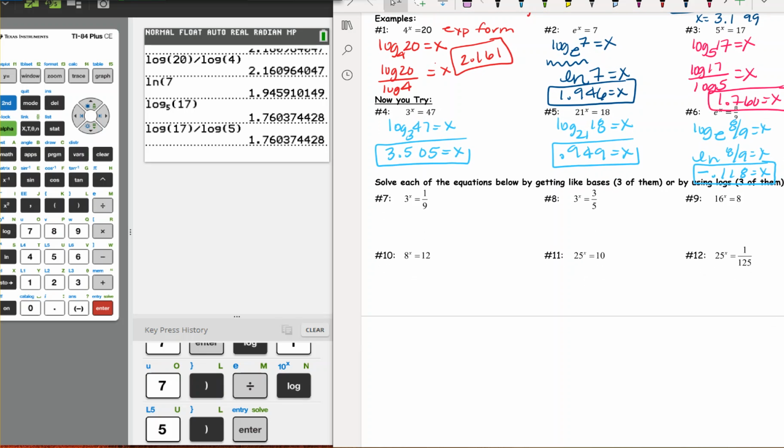Okay, so this last section is kind of about choosing. So what I'd like you to do first is just look at those 6 problems at the bottom and take a minute and just circle 3 of the 6 that you think you could solve by getting like bases, where you wouldn't have to use logarithms, but instead you could use like bases. So pause the video, select your 3, and then unpause it and see what the answers are.